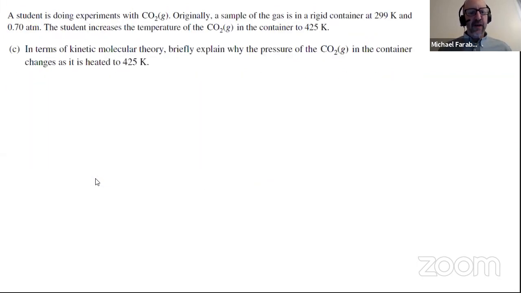It's talking about a sample of carbon dioxide. It says the sample was at 299 Kelvin, and the student increases the temperature to 425 Kelvin. In terms of kinetic molecular theory, briefly explain why the pressure of the CO2 changes as it is heated. So we didn't actually know if the pressure went up or down. You can think about that, but you have to explain why. I would like your answer to be in terms of particles and collisions. Here's what the student said.